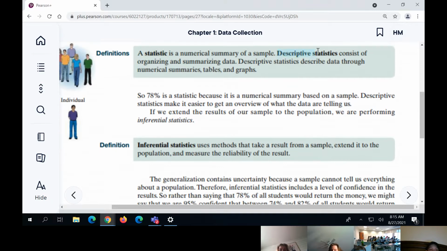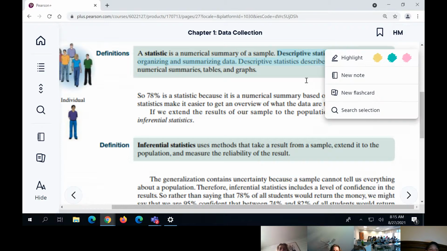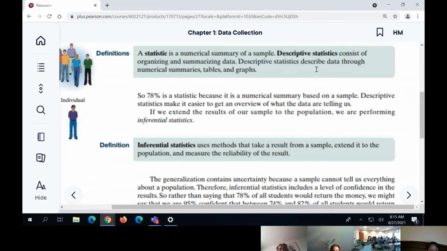Descriptive statistic, and put in parentheses your test grades. Somebody tell me what I mean by test grades. What do you do to your test grades at the end of the semester, or homework grades or whatever? You average them up and do what? You add them up and divide by what? And that is descriptive statistics.